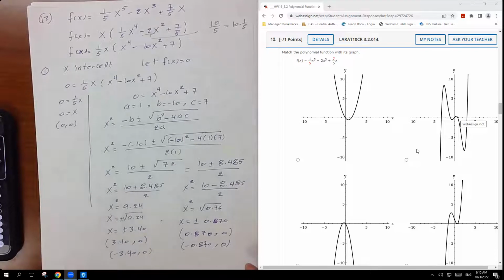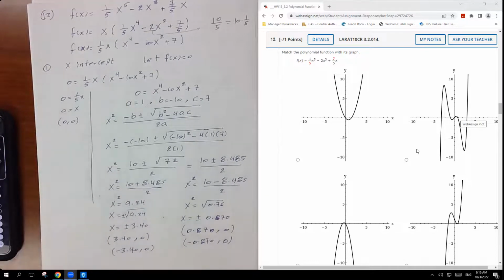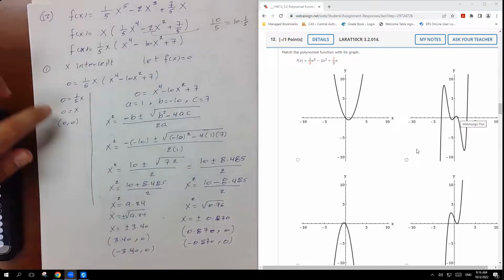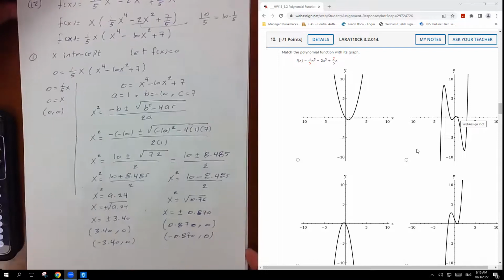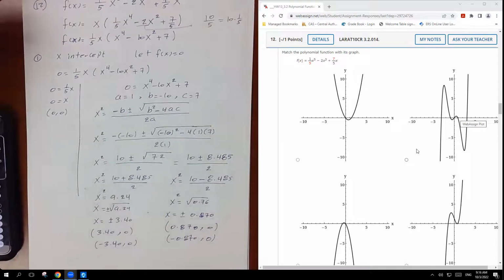Let's check these points. How many x-intercepts do we have? We have 1, 2, 3, 4, 5. So I have 5 x-intercepts. If you look at these graphs, 5 x-intercepts. Let's check the first one. I have 2 here, so I'm not going to choose this one.